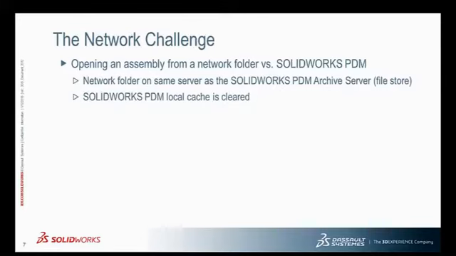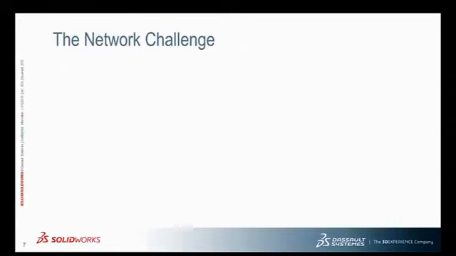So in PDM, you have a local cache on your machine where files are open and saved to. So it's much quicker, but those files are always connected to the server, so you know which are newer and which are older and so forth. So let's take a look at the network drive.